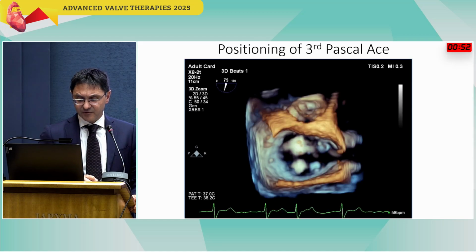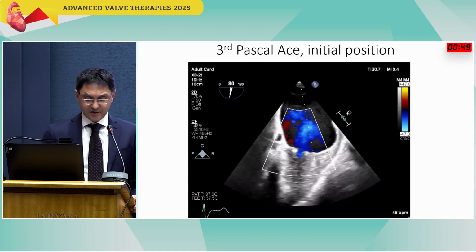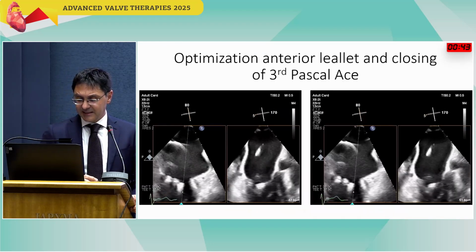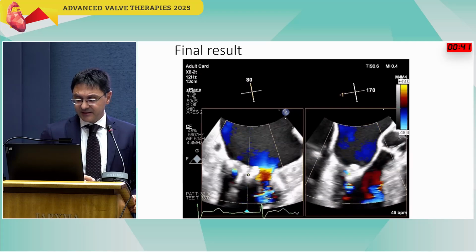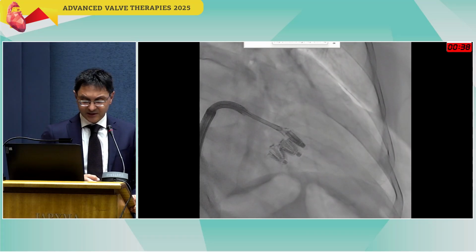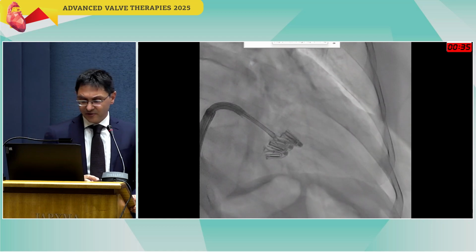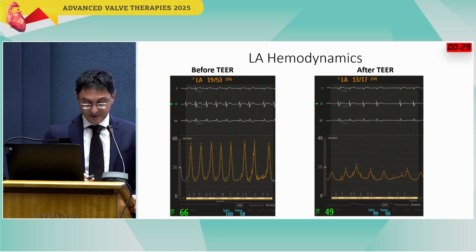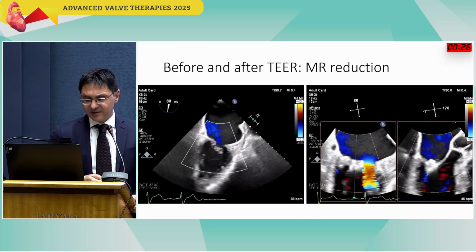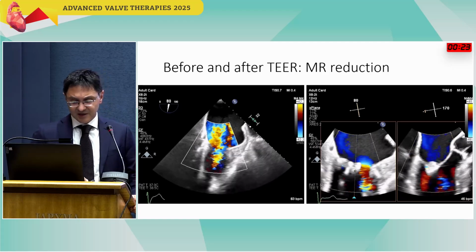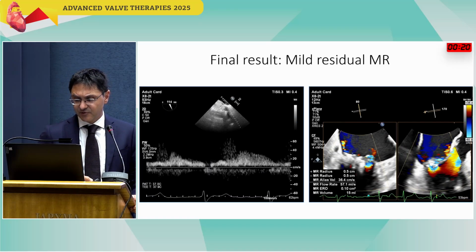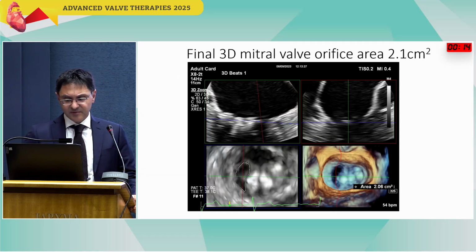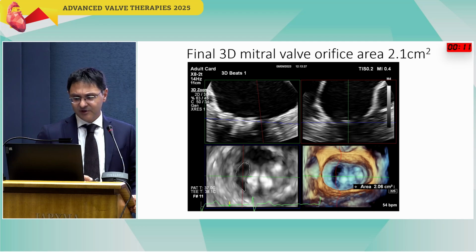Good gradient after the release of the second device, then positioning of the third device closer to the other two since we had color between the devices. We assessed the situation and were then satisfied with the outcome and released our third device. We see here the fluoroscopic images. Good outcome regarding the hemodynamics, and this is the MR reduction after the procedure with a mild residual MR and a mean gradient of 2.